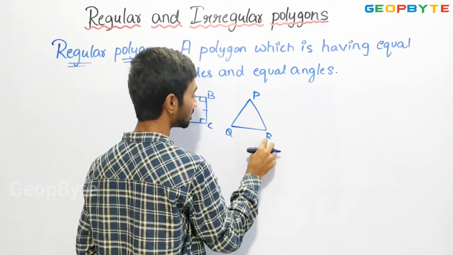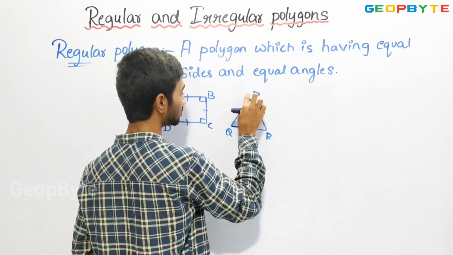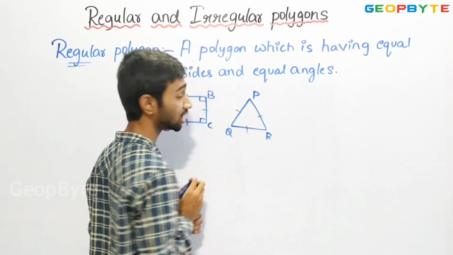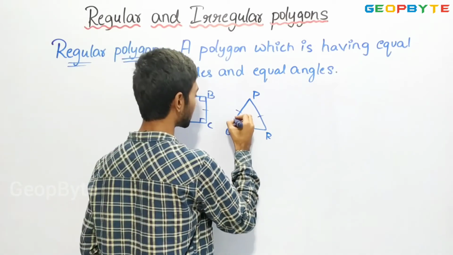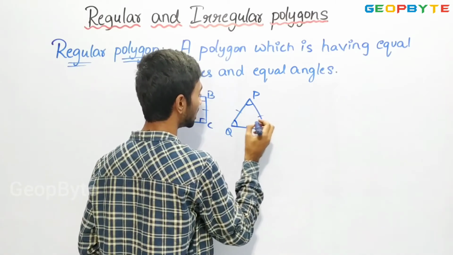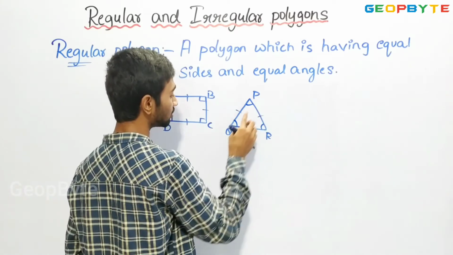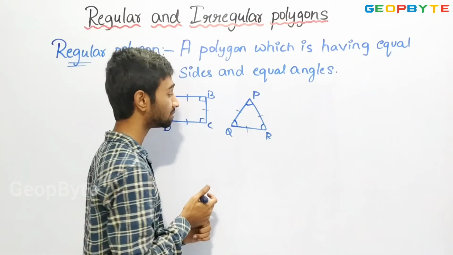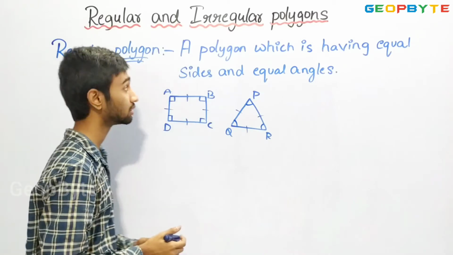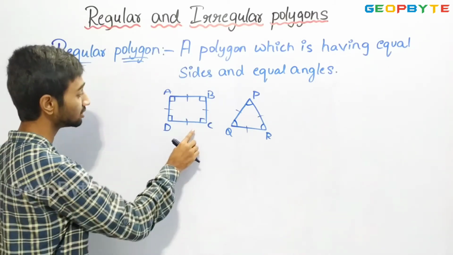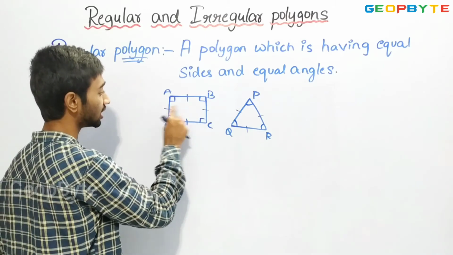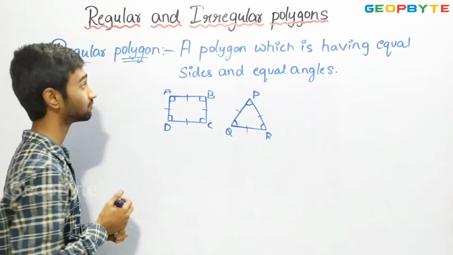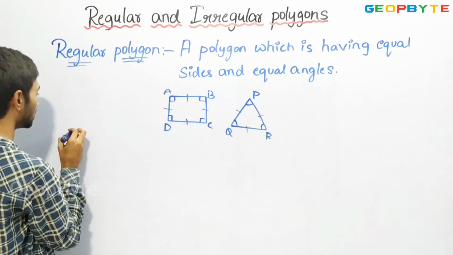PQR. So QR is equal to RP, RP equal to PQ and PQ equal to QR. So all these three sides are equal for an equilateral triangle and the angles of an equilateral triangle are also equal. So angle P equal to angle Q, angle Q equal to angle R equal to angle P. So equilateral triangle is also an example of regular polygon. In these two examples, we see that all sides are equal and all angles are also equal in the regular polygons. Now, let us see irregular polygons.